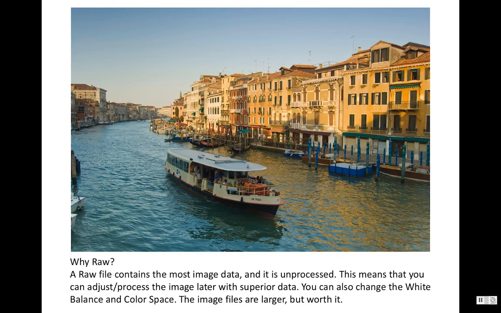Now, why RAW? Well, RAW files have the most amount of data. They are unprocessed files. They are exactly what they say. They're all the raw light data that the camera initially captures. And that gives you a lot more data to edit and adjust and process your image later. It also allows you to change the settings of things like the white balance and the color space. These things are not burned into the image.